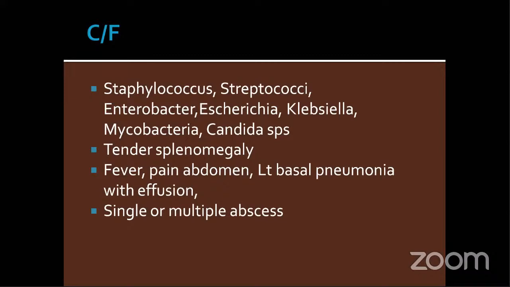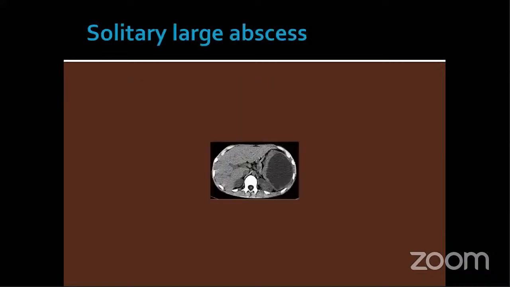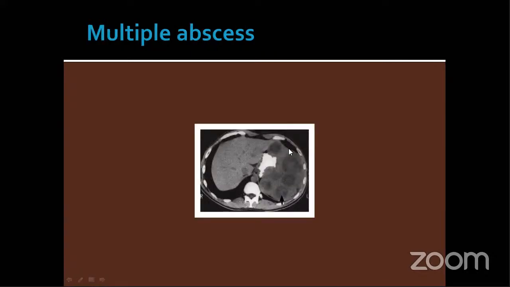The specific features are tender splenomegaly, fever, pain abdomen, left basal pneumonia. Usually it is associated with pneumonia. Okay, the abscesses can be single or multiple. In this case, you are seeing a CT scan from the foot end of the patient. So this is the left side, and this is the right side. On the left side, you are seeing the large splenic abscess. Okay. So in this case, this is the spleen. It is enlarged and there are multiple abscesses.